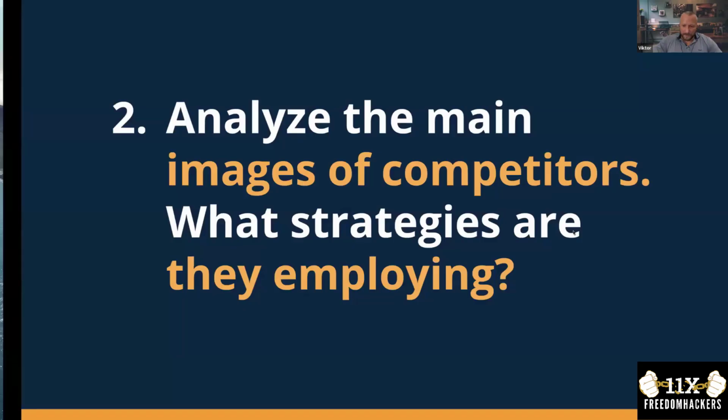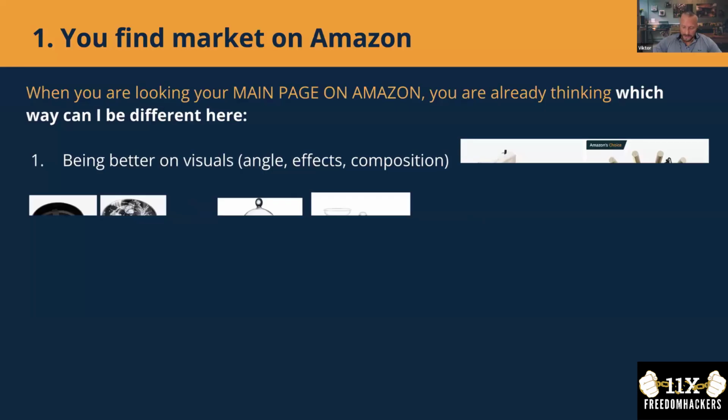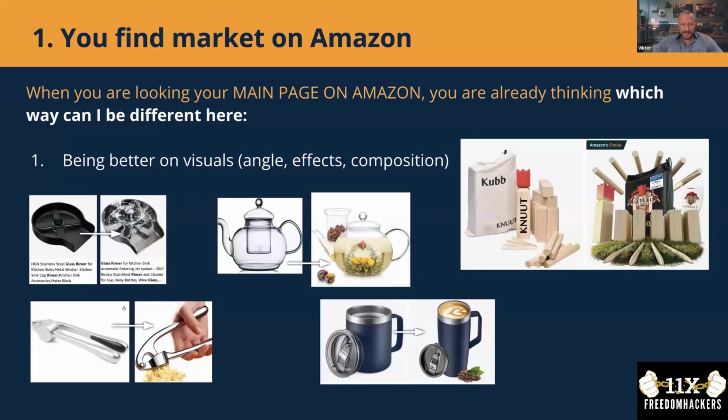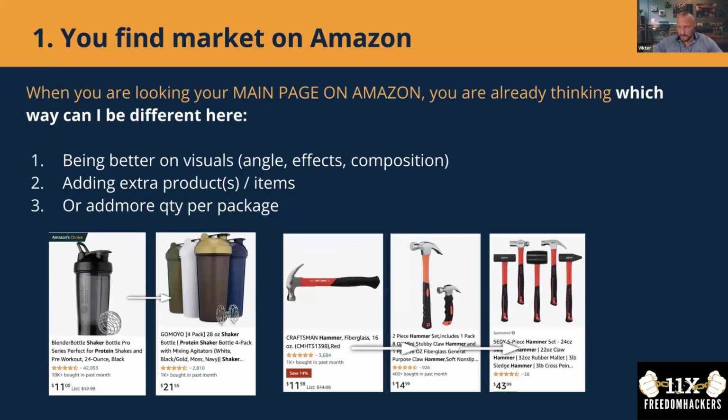So next, what's your main image strategy? How are you going to go to the market? When you've done your blueprint, you kind of know from the blueprint, because the blueprint comes before that task. You can enter a market in 6 different ways. Being better in visuals, just do better in visuals, or you add extra products to the main image. This is your strategy. Or you add more quantity or a higher price. You have 4 times more quantity, but the price is only double, for example, right?